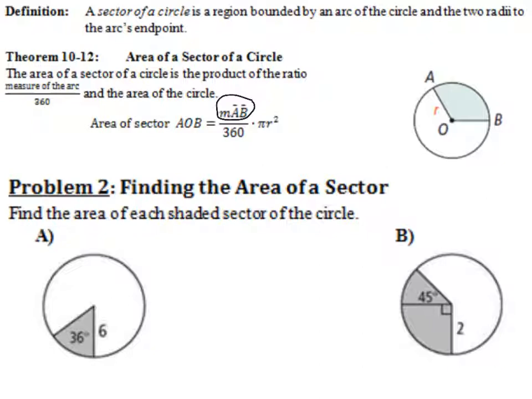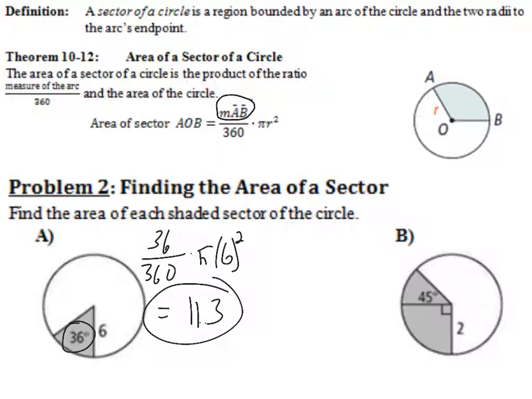So in this particular case, in part A, in problem 2, find the area of each shaded sector of the circle. We've got an angle here, measure of the arc is 36, so I would take 36 over 360 times pi times my radius squared. If I type that into my calculator, I get that the area of that little sector is 11.3.